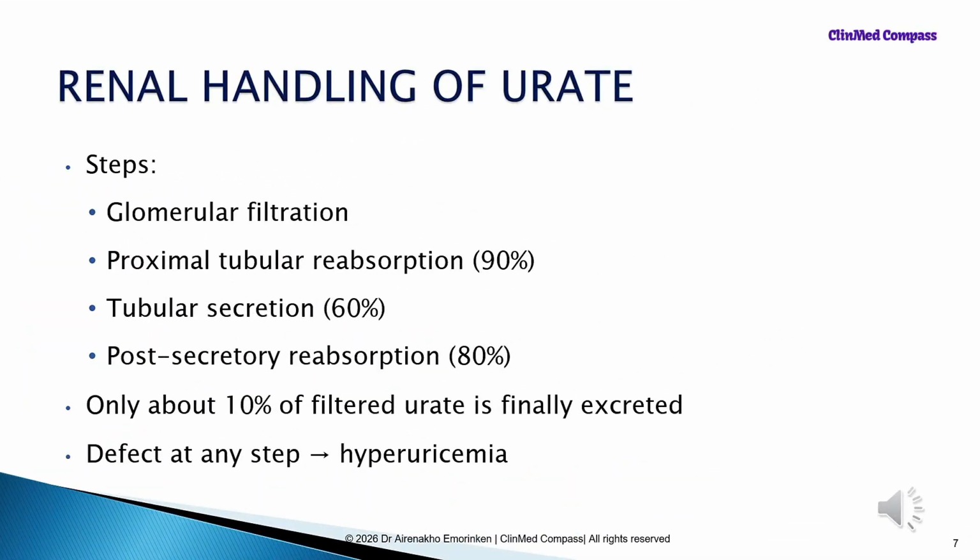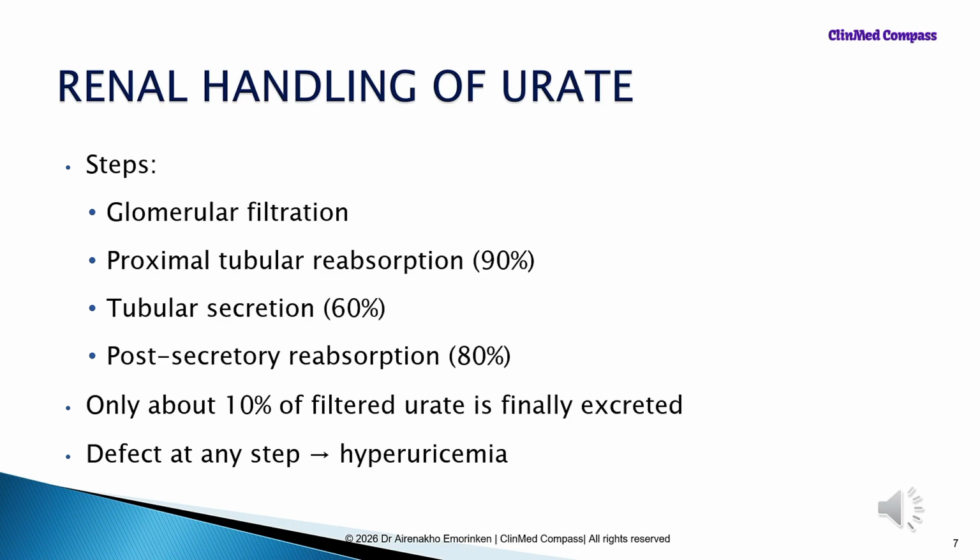Let's zoom in on the renal handling, because this is where most hyperuricemia originates. The kidney processes urate in 4 key steps. First, glomerular filtration. Uric acid is freely filtered. Second, about 90% is reabsorbed in the proximal tubule. Third, approximately 60% is secreted back into the tubule. And fourth, 80% of that secreted uric acid undergoes post-secretory reabsorption.